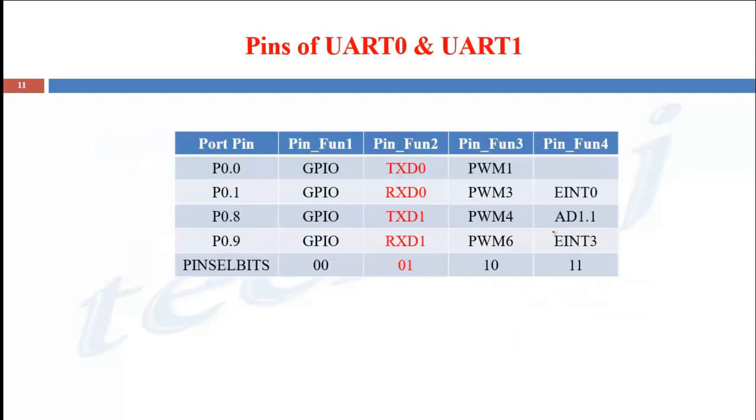Now, these are the pins of UART0 and UART1. UART0, TXD0 and RxD0 are the pins P0.0 and P0.1 of port 0. Now, we know that by default, these pins are having the pin functionality of general purpose input output. To select the pin functionality of these two pins as TXD0 and RxD0, we have to set the bits of the pin select register to 01. Similarly, for UART1, to select the pin functionality as TXD1 and RxD1, we have to set the pin functionality of pins P0.8 and P0.9 as 01.